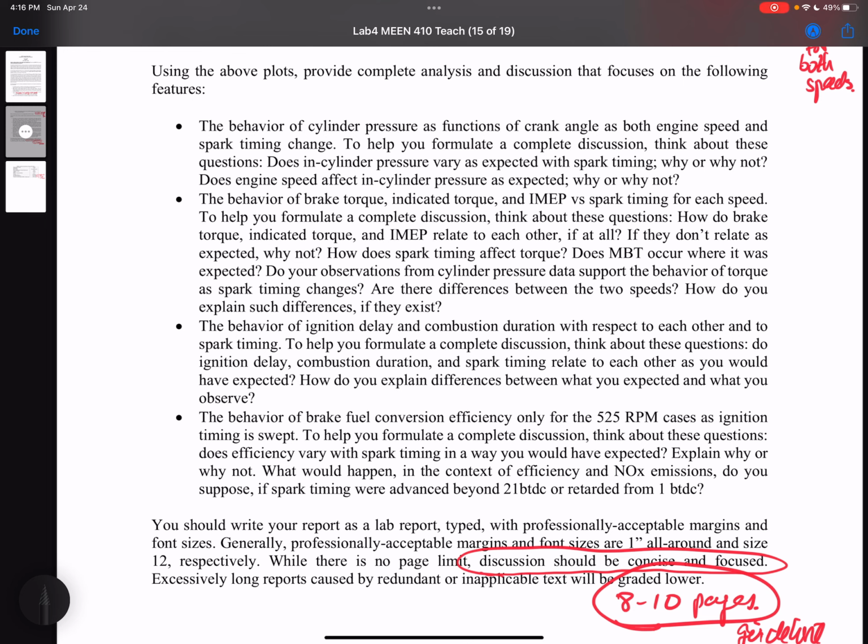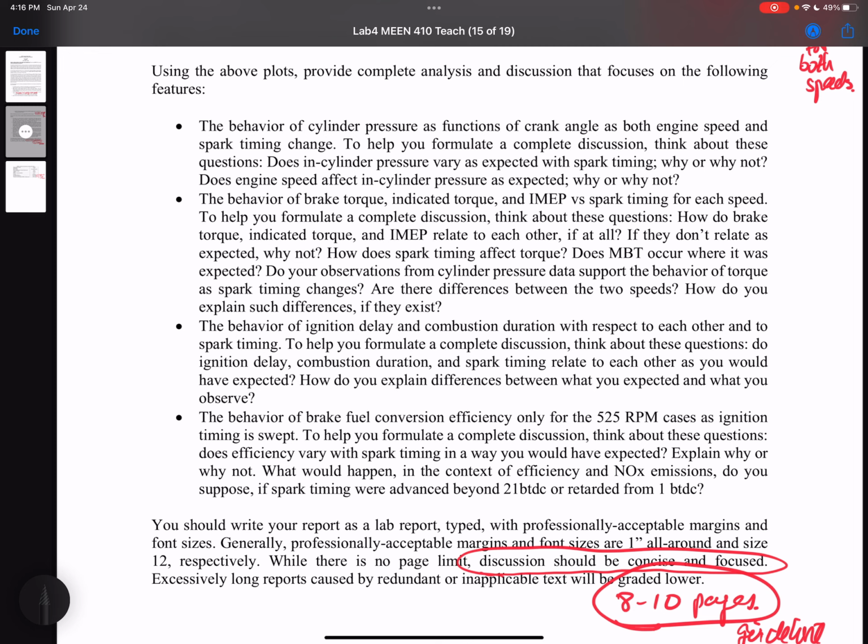And then finally, you want your lab report to talk about the brake fuel conversion efficiency. And again, you're only going to do this for 525 RPM as spark timing is swept. Okay, and then again, I give you some things to think about to help formulate your discussion. Does efficiency vary with spark timing in a way that you would have expected? Explain why or why not.